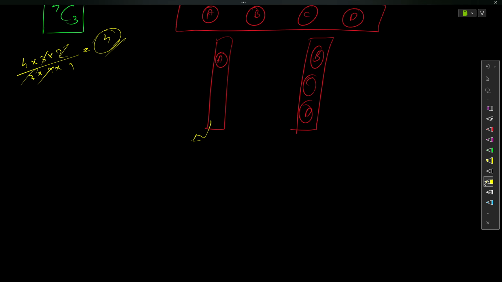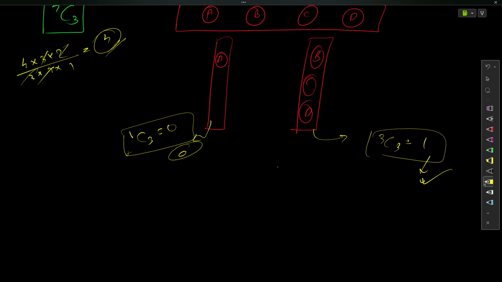From here I can see 0 combinations, because practically 1C3 is equivalent to 0. And on this side, 3C3 is equivalent to 1. So I got one combination from this side.